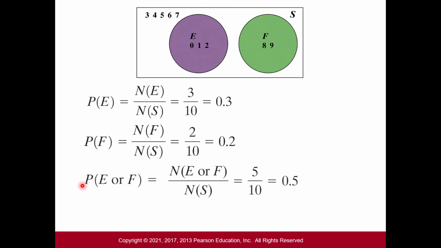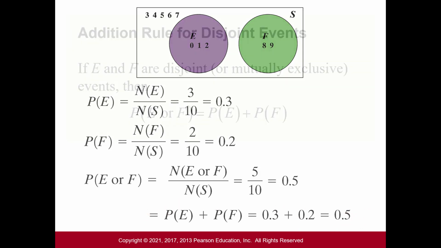If we wanted to calculate the probability of event E or event F, we can say that's the number of outcomes in either event divided by the number of outcomes in our sample space, giving us 0.5 or 50%. But we can actually do this another way. This is equal to the probability of event E plus the probability of event F. Notice we get the same answer of 0.5 by just adding up the two separate probabilities. This is possible because the two events are mutually exclusive or disjoint.